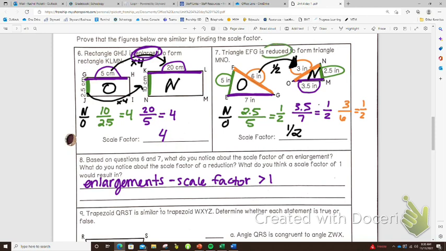Number 7 was a reduction, and our triangle got smaller. In a reduction, the scale factor is going to be less than 1. Like you see, it was 1/2. 1/2 is less than 1. We multiply by a number less than 1, and our numbers are going to go down. If our scale factor was 1, well, multiplying anything by 1 is the same number, so nothing would happen. It would be a congruent figure.